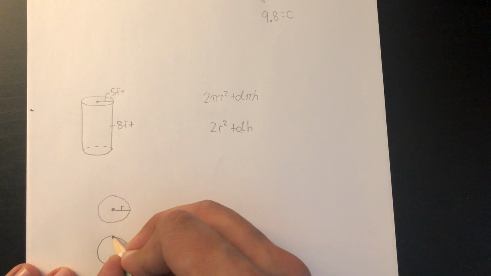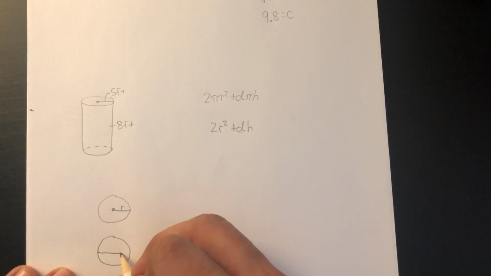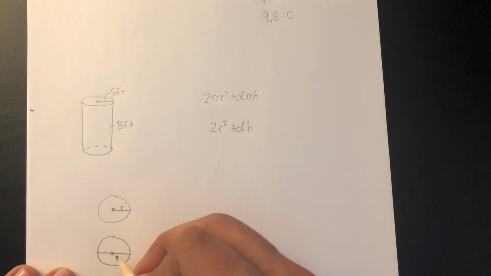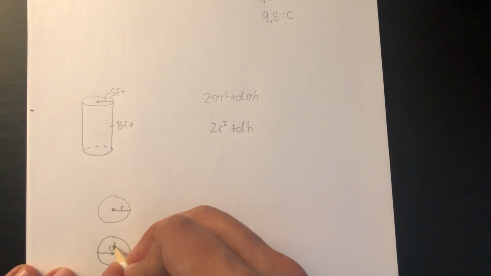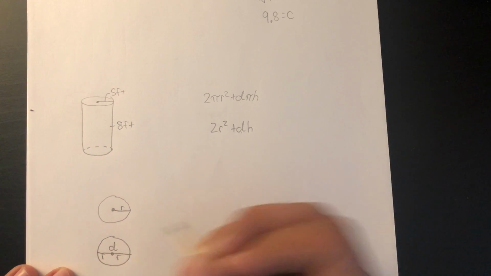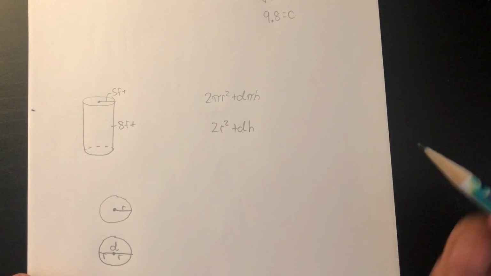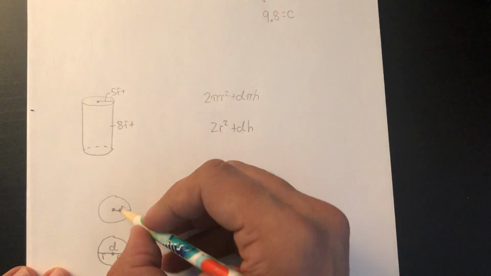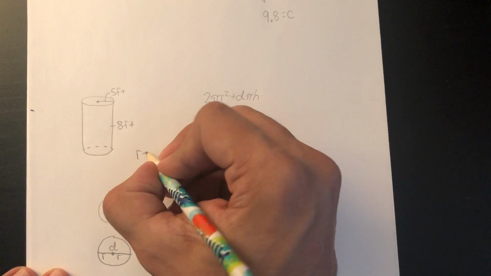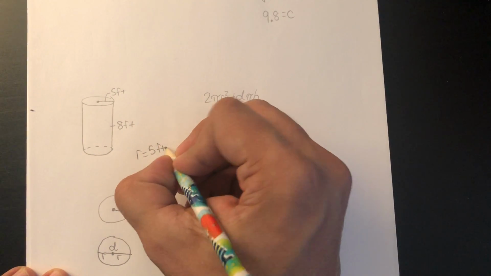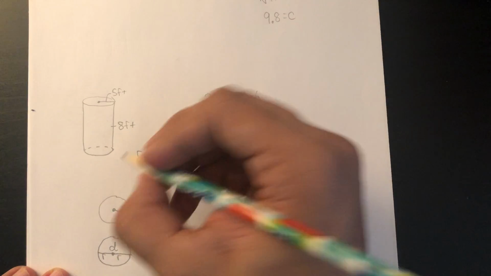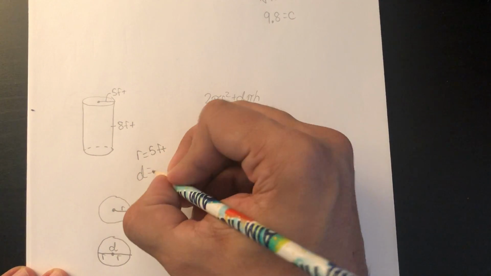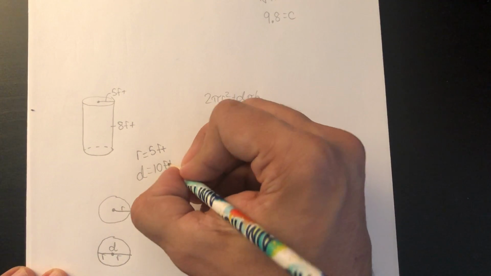Diameter is the full length. So like double R. Okay, so diameter is just R plus R. So let's see what they gave us. They gave us 5 feet for R. So R equals 5 feet. Now diameter is double the R, so we know that diameter is 10 feet.